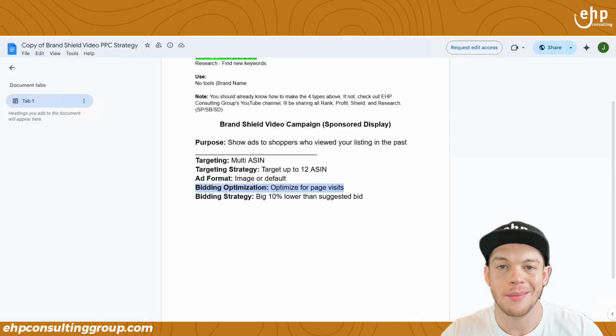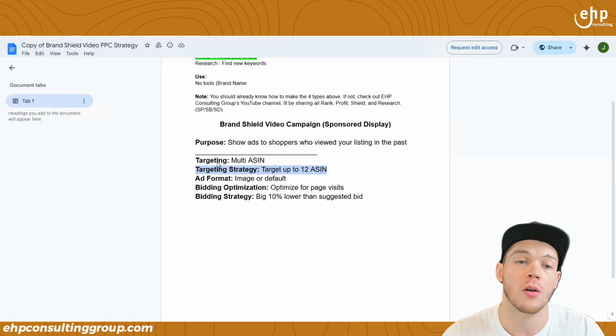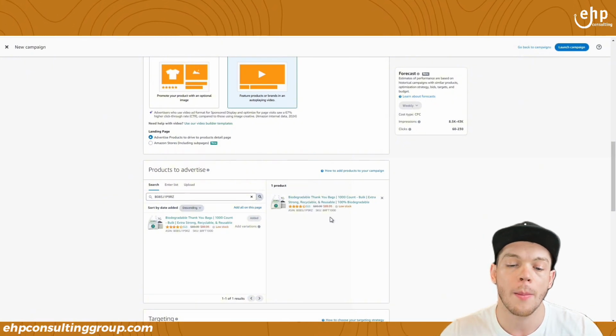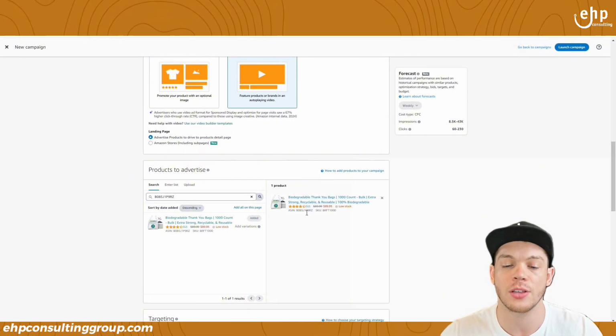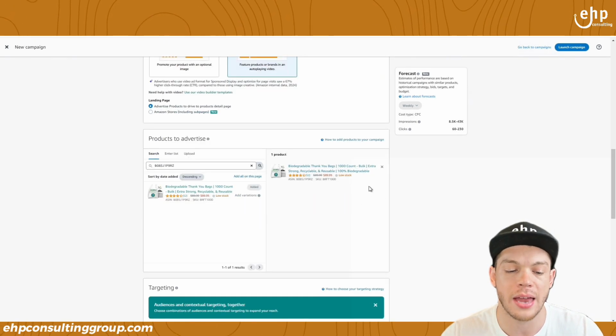Now, if we look at the campaign details, it says target up to 12 ASIN. So we can target up to 12. It's supposed to be multi-ASIN. I'm just showing you one ASIN for right now, but we do have multiple ASIN in this brand, so I'd probably add around 3 to 6 ASIN to see how that does.